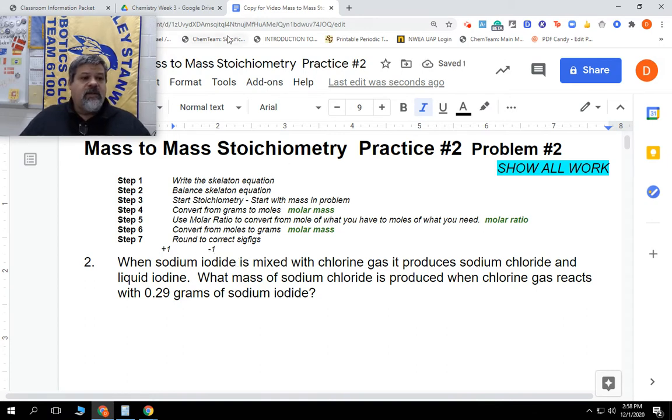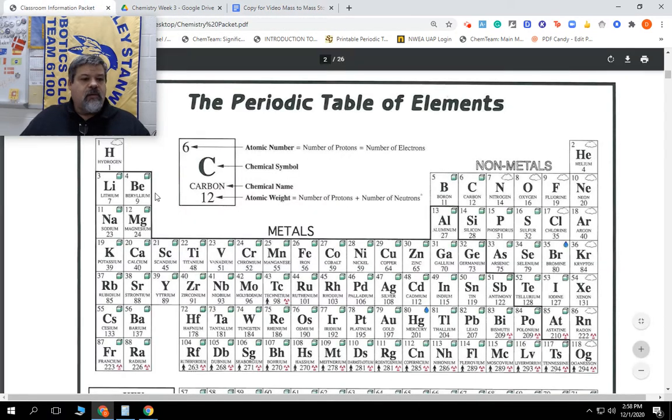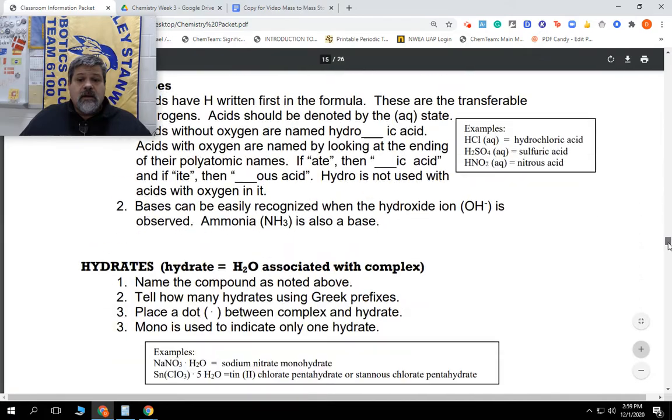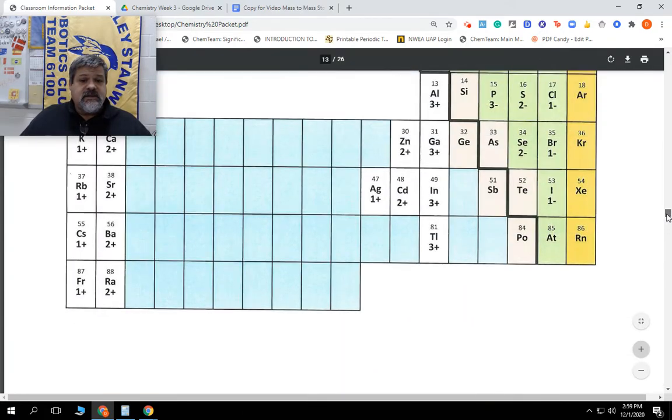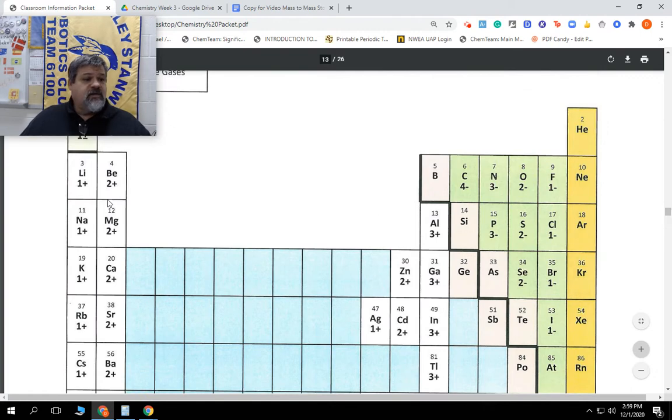Now how did we come up with that? Well, let's go to our packet, and if we go to our packet, we can see that sodium's in column 1A, which means it has a +1 charge. Iodine is in 7A, which means it has a -1. Or again, we can always go to our sheet here that tells us what it is. So we go to this sheet right here. Sodium is a +1 and iodine is a -1.